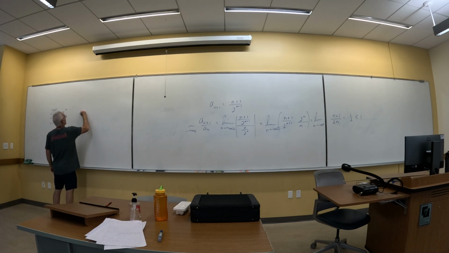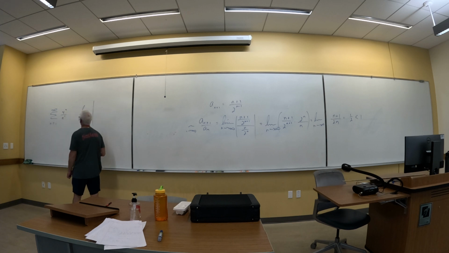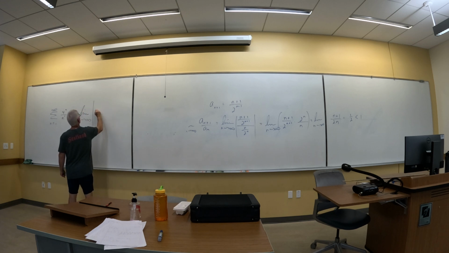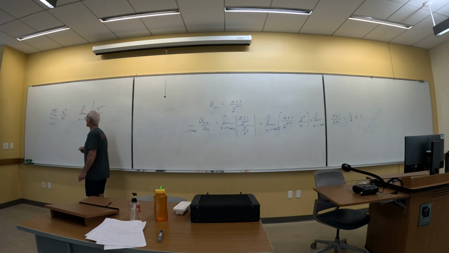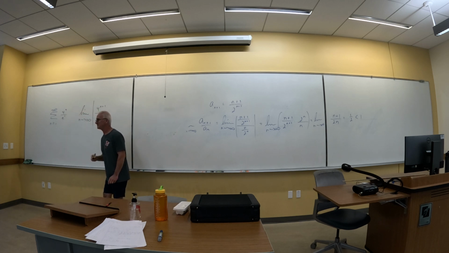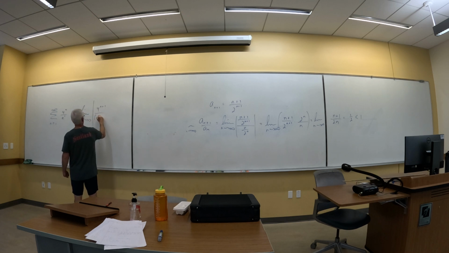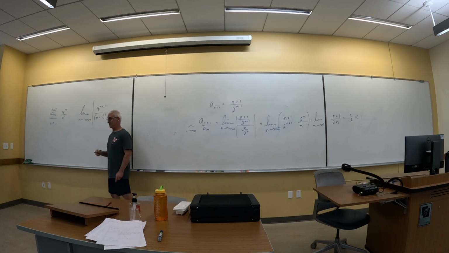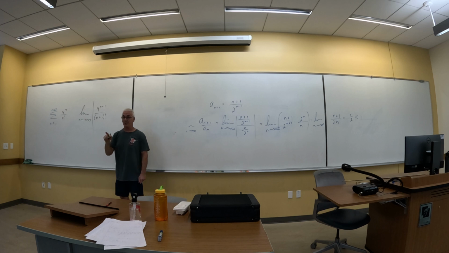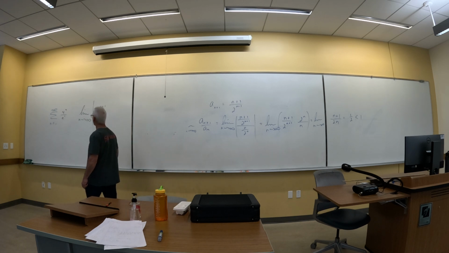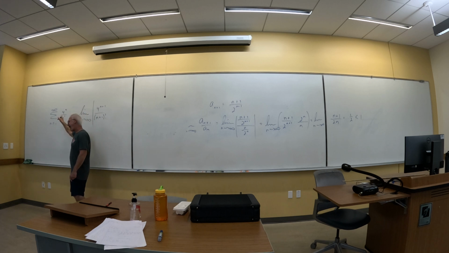So, I want the limit as n goes to infinity. Now, what is the n plus first term? That means you're going to replace n with n plus 1. 4 to the n plus 1 over n plus 1 factorial. I'm replacing n with n plus 1. That does matter. That's not n factorial plus 1. It's not even similar to that. Now, I'm going to divide it by this.